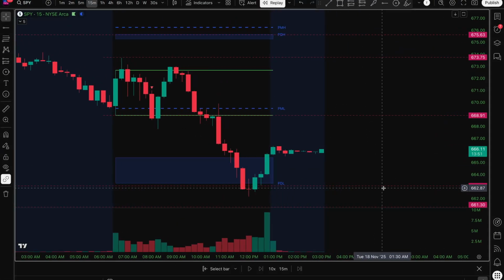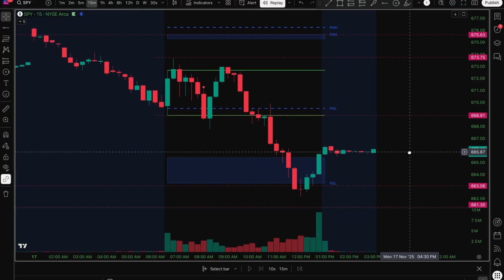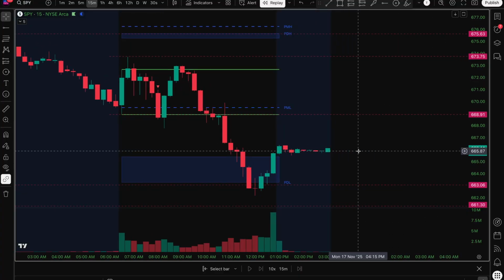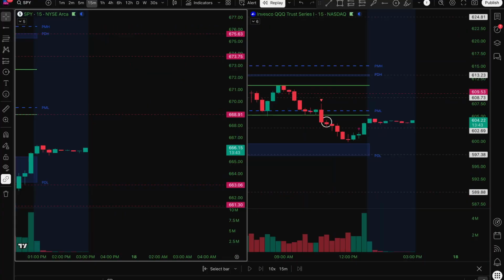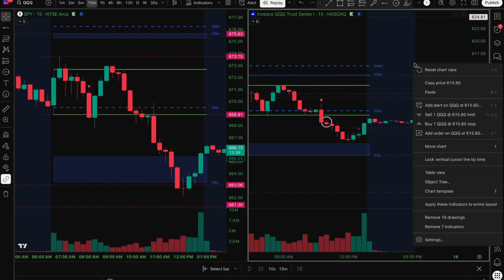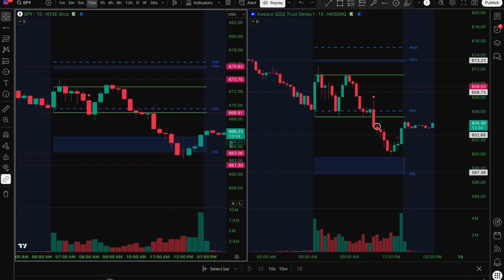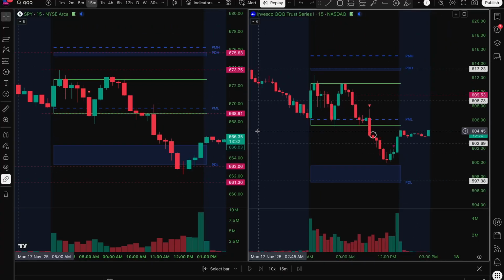Alright, in this video we'll go over time frames and how I use them. So on my screen I like to have SPY on the left, QQQ on the right, and I keep these on the 15-minute.